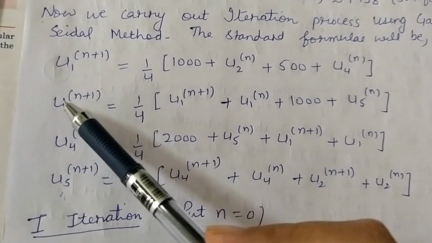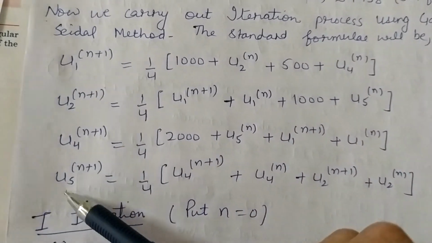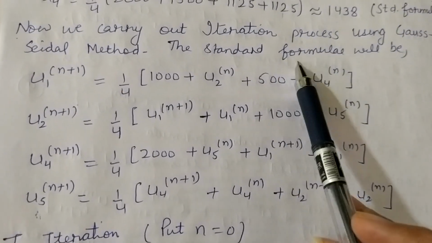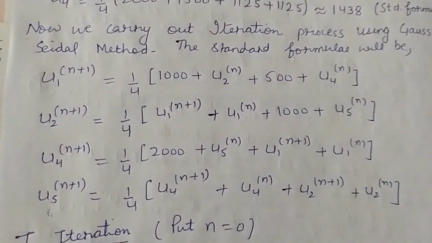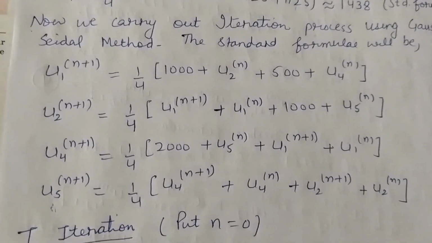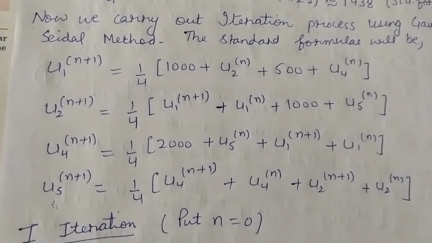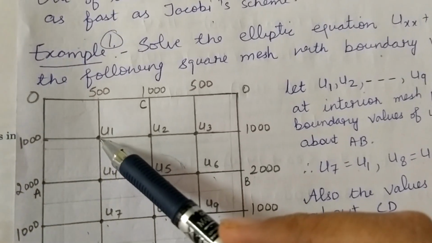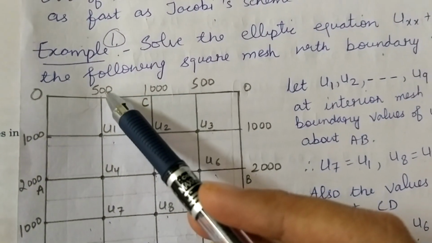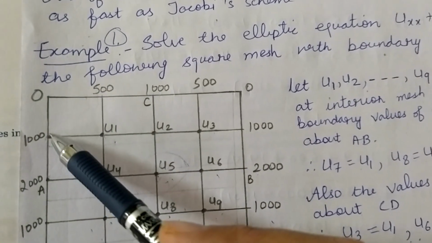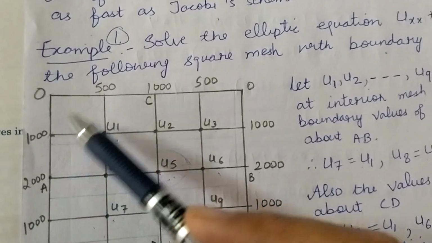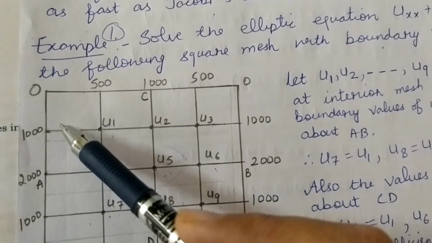So you will write down the standard formulas for u1, u2, u4 and u5. Only standard formulas, not the diagonal formulas, because for the Gauss-Seidel method and Jacobi method, we write the formulas using the standard formulas. Okay, so look here. For u1, the standard formula is boundary value 500 plus boundary value 1000 plus u4 plus u2. The boundary value will come as it is. There will be no notation for this.